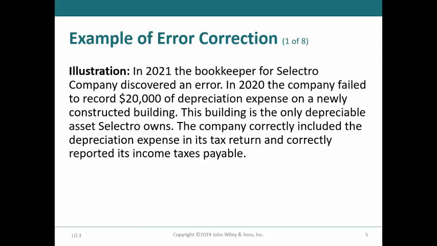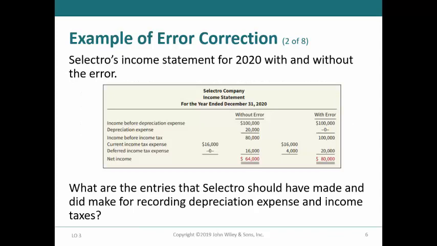discovered in 2021 that an error was made in 2020 when the company failed to record $20,000 of depreciation expense for a newly constructed building. The company correctly included the depreciation expense on its tax return, so income taxes payable was correct. This slide shows selected income statement information both with and without the depreciation expense error.